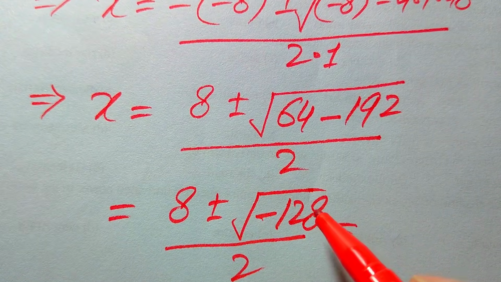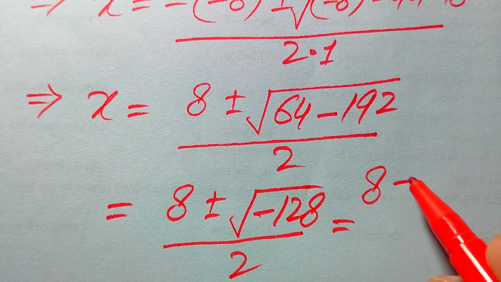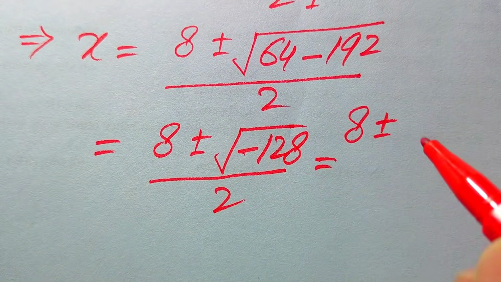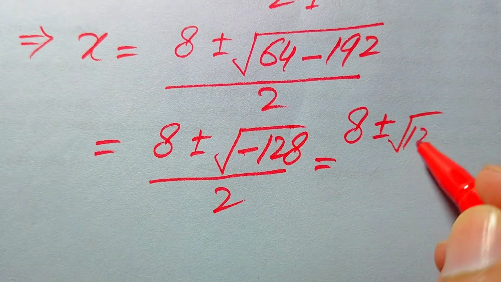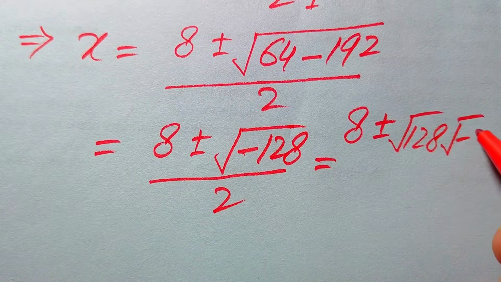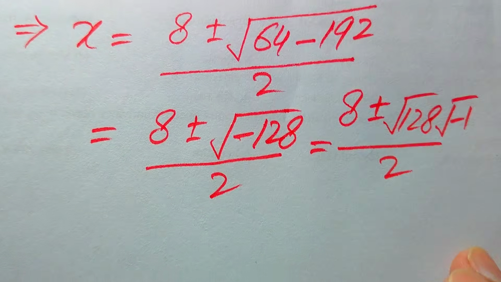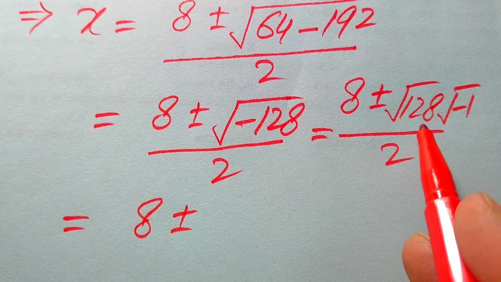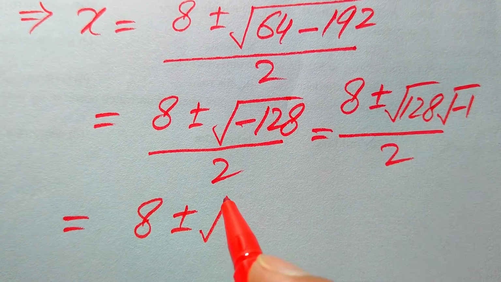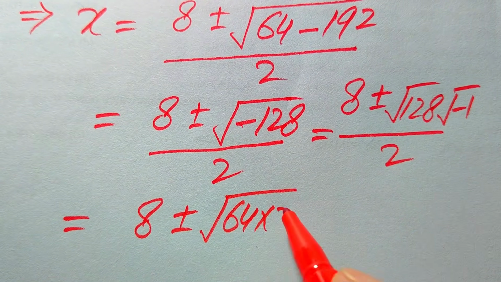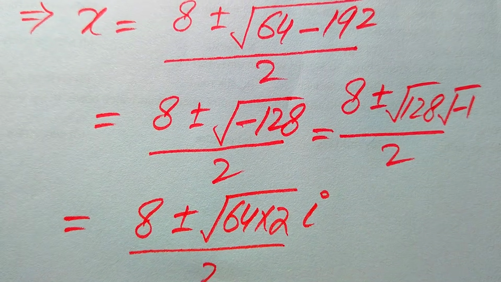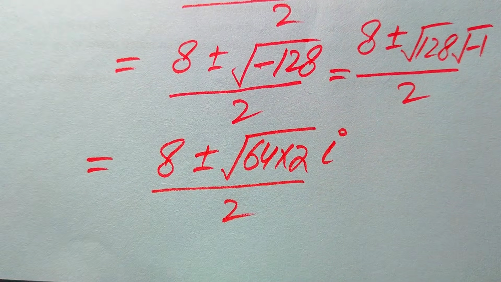And now in the next step we just focus inside the square root sign. So we break this square root and write it as square root of 128 times square root of minus 1, divided by 2. Further we have 8 plus minus, we write 128 as 64 times 2, times square root of minus 1, which becomes iota, divided by 2.